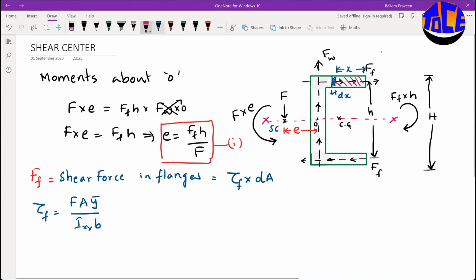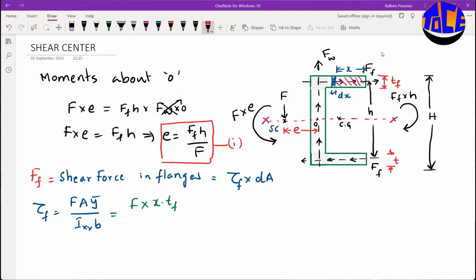Okay, so now let me simplify this shear stress equation. So F into area, and the area will be x into TF. Here TF is the thickness of the flange. So here this is the thickness. TF is the thickness of the flange.